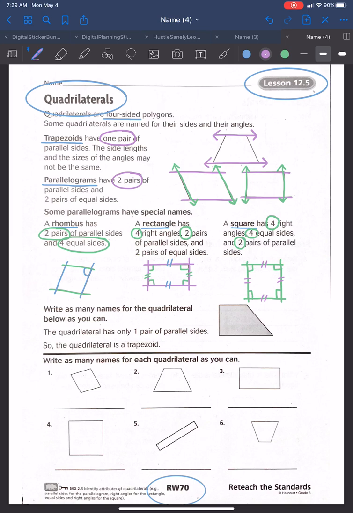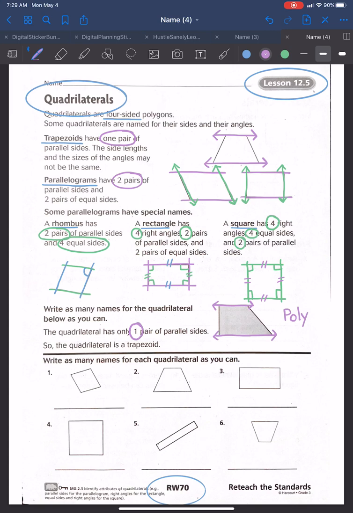All right. Write as many names for this quadrilateral below as you can. This quadrilateral only has one pair of parallel sides. These two are parallel. They will never run into each other, no matter how far they go off in either direction. If it only has one pair of parallel sides, then we know that it is a polygon. We could identify that right off the bat.